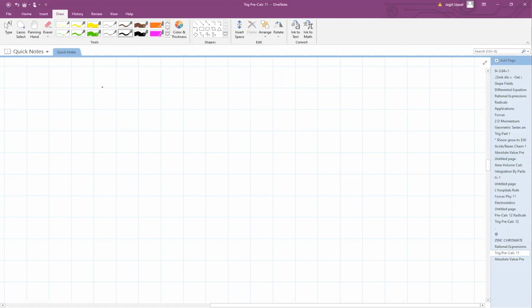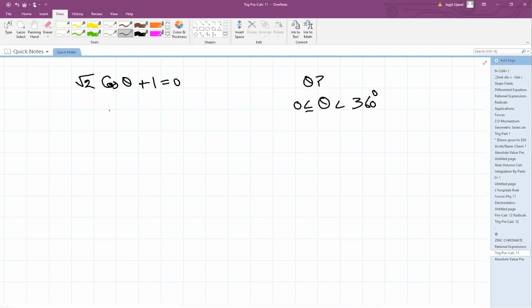Okay, next up I have square root of 2 cos theta plus 1 is equal to 0. And again, you're going to find theta if your theta is between 0 and 360 degrees. As a first step, you're going to isolate cos theta. Cos theta becomes minus 1 over square root 2.